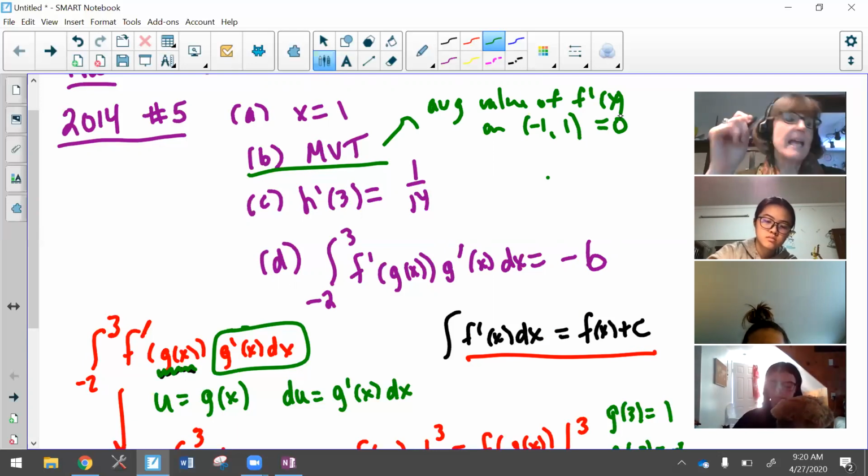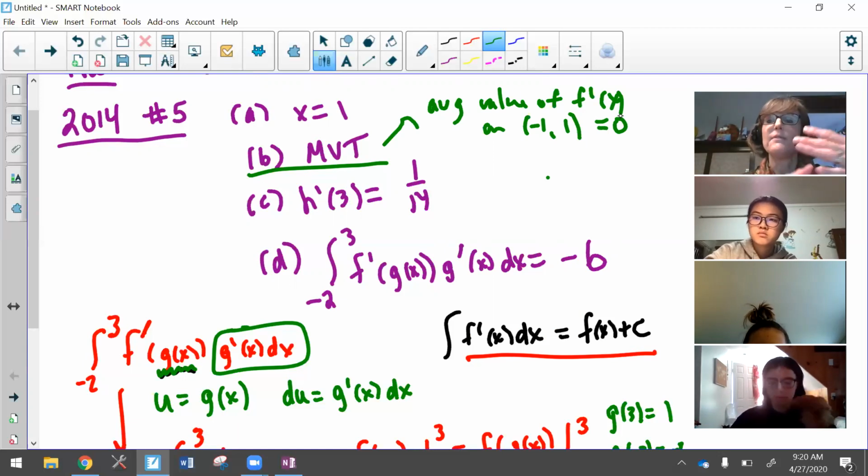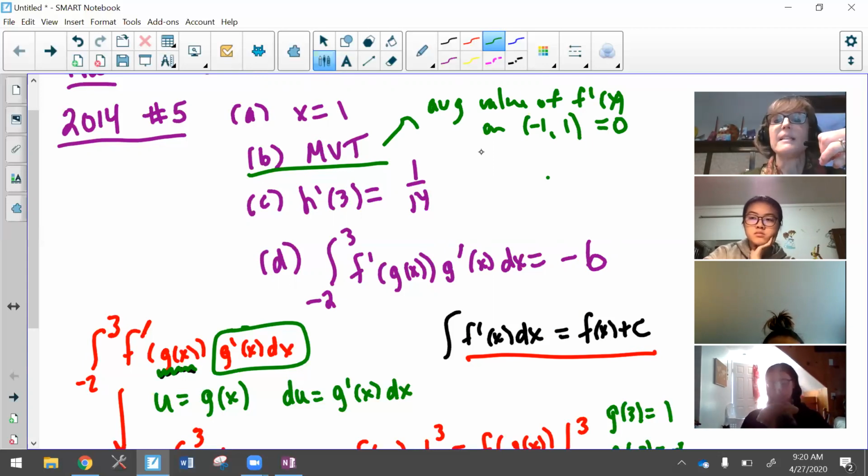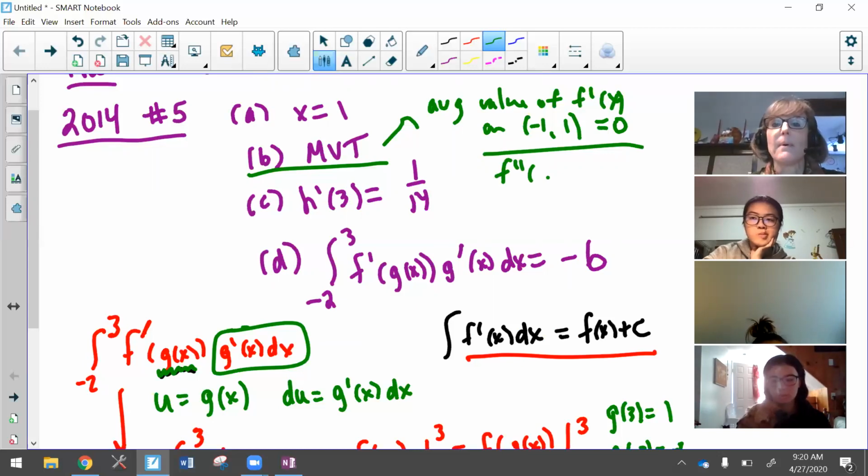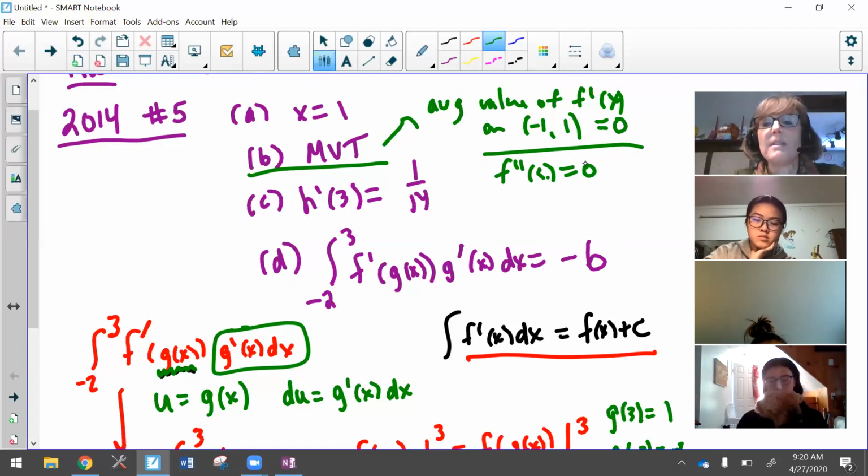And then I can say, because f double prime is a differentiable function, it's also a continuous function, which are the two criteria you have to use the mean value theorem. And then I can say that because the average value is this, there must be a C such that f double prime of C is going to be equal to that average value, which in this case happens to be 0. Okay.